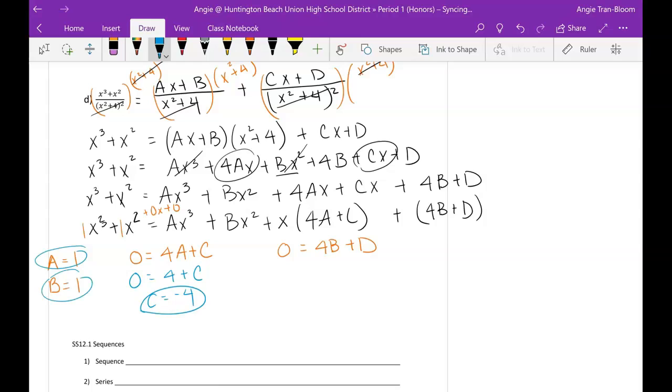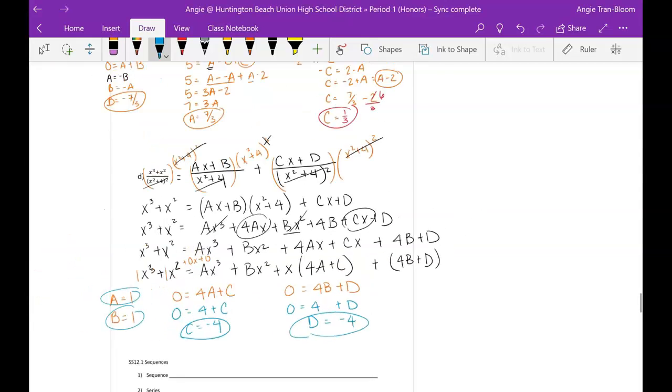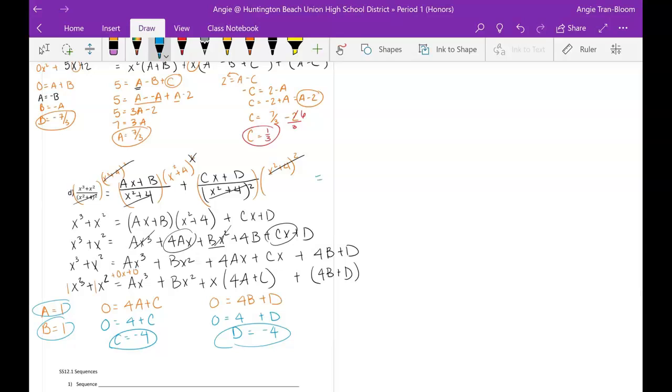Same thing over here. 0 equals 4 times b is 1. That means d is now that. So d equals -4. Okay. All right. Let's put it together so we can box up our answers. So the decomposition is a is 1. So it's going to be x. B is 1. So plus 1 over x squared plus 4. Plus c is -4. X plus -4 all over x squared plus 4, and then the quantities on the bottom.